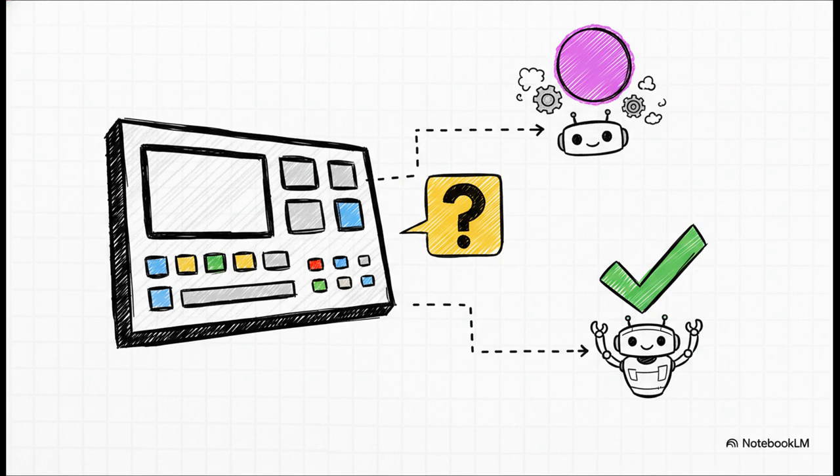And you can track everything with this really simple system. A purple circle means the agent is thinking and working. A yellow square means, hey, I need your input on something. And a green check mark means the job is done. You can see the status of all your agents at a single glance, which means you can easily jump between them without ever losing your train of thought.